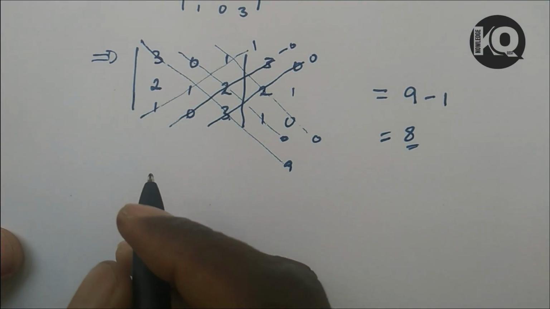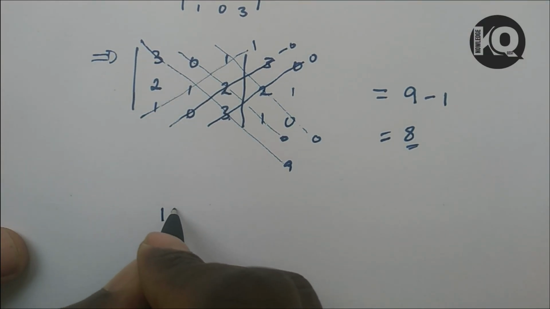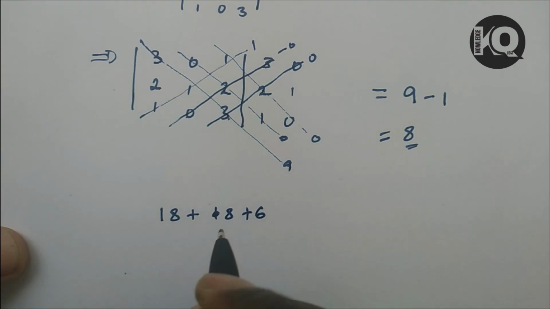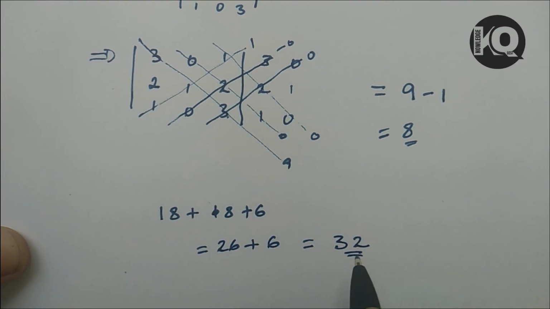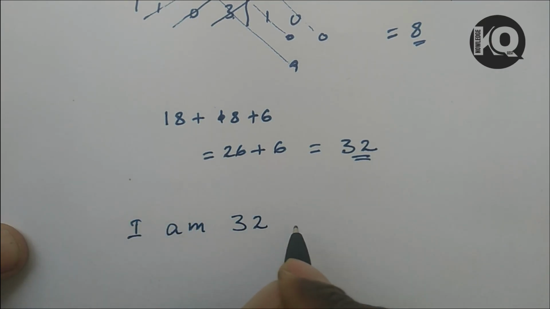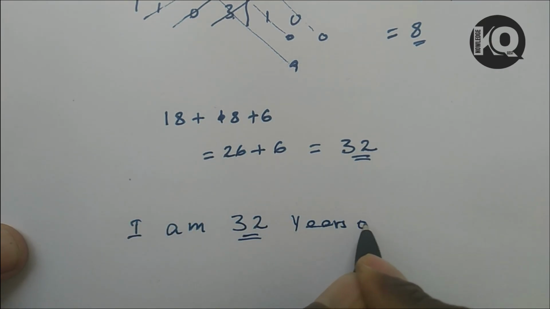Now we have the final value, which is 18 plus 8 plus 6. So 18 plus 8 is 26, plus 6, which is equal to 32. So I am 32 years old.